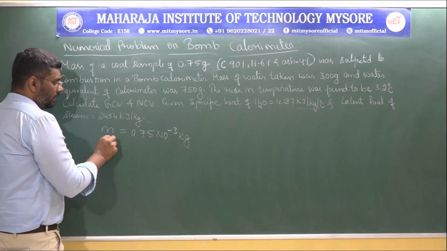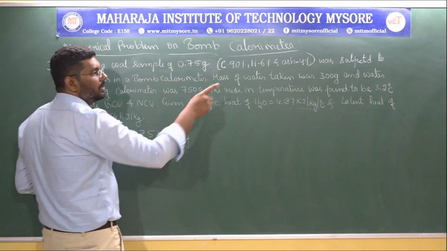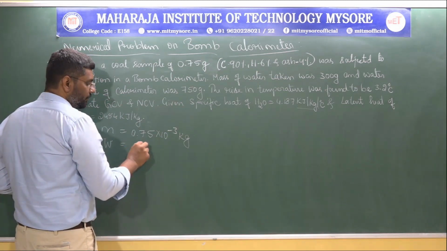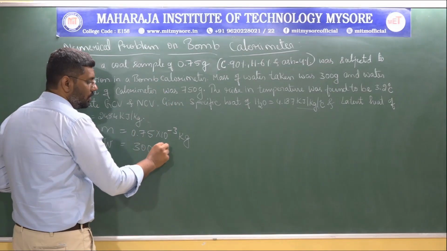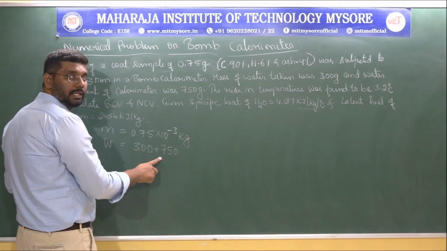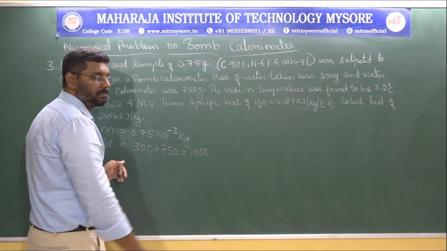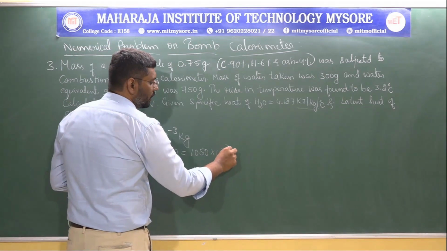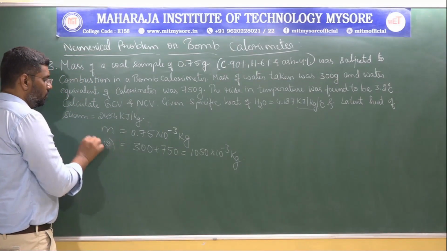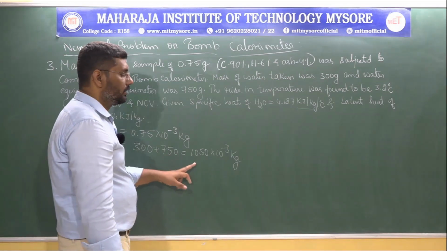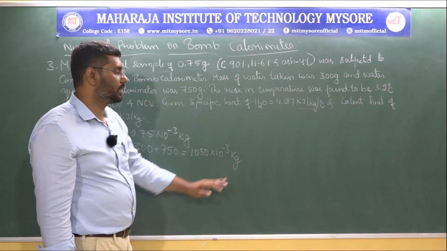Next, capital W is nothing but the weight of the water taken inside the calorimeter. He has provided it as 300, and he has given the water equivalent of the calorimeter as 750 grams. So overall we consider both, 300 plus 750, which is 1050. That is in terms of grams, and you have to convert it into kilograms, so W plus w is 1050 into 10 raised to minus 3 kilograms.